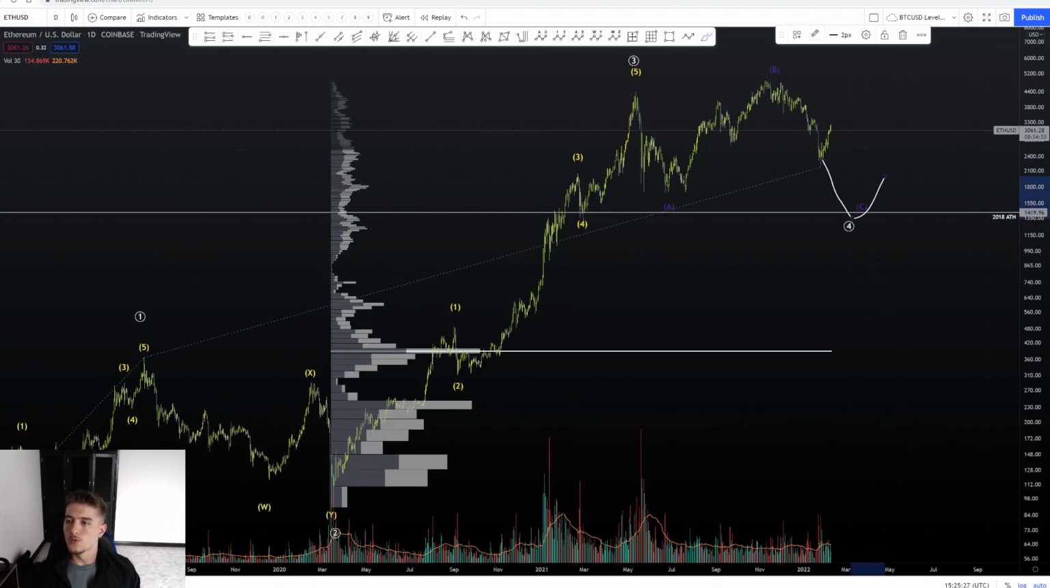For all we know, we could come into those volume nodes around 1300 to 1200, just come right below it like this and then come back up.